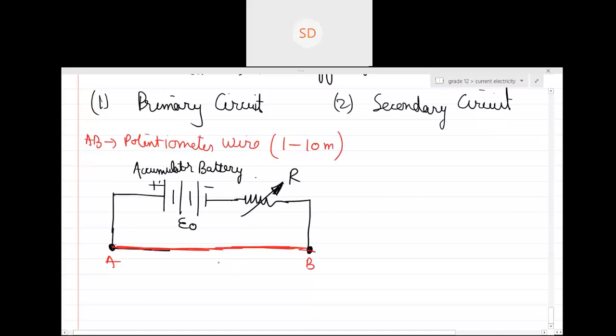Okay, guys. So basically, this AB wire is a very long straight wire of length generally 1 to 10 meters. One end of this wire is connected to the accumulator battery over here. This EMF E naught is basically called the accumulator EMF. ठीक है? It is connected in series with the rheostat. And if you want, you can connect an ammeter as well to measure the current in the primary circuit. So let's say I have connected this ammeter A over here.